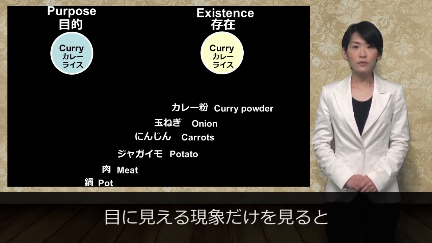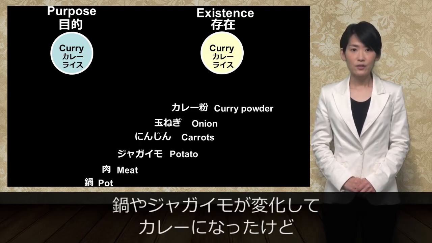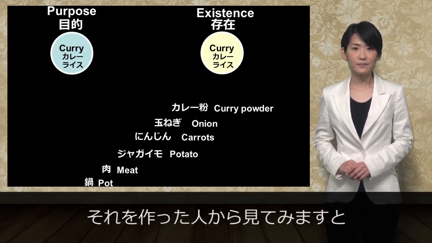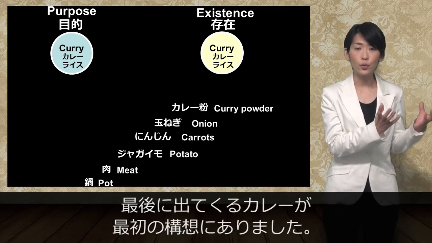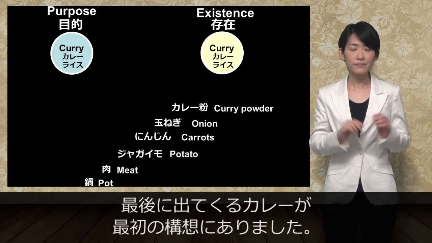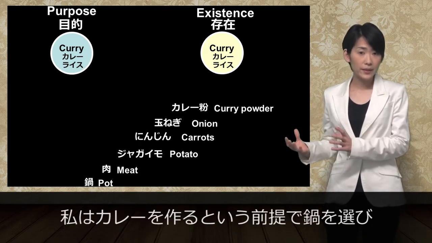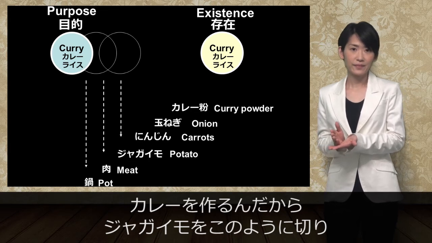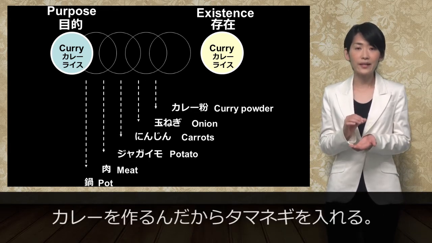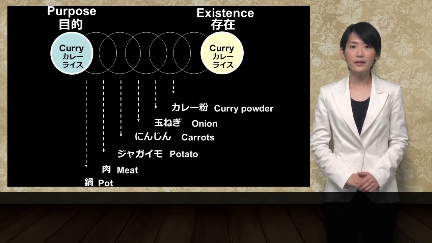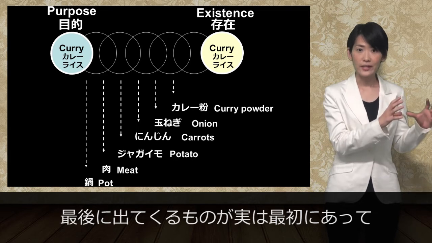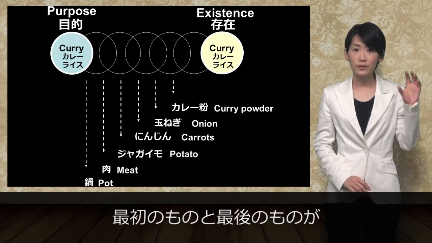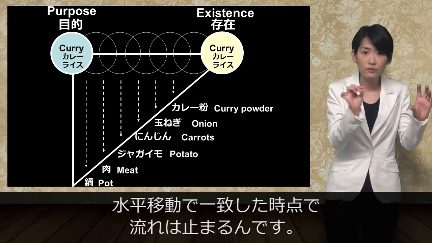Looking at only the visible phenomenon, pots and potatoes change to curry. But when I look at it from the person who made it, the curry that comes out at the end was in the first idea. I choose a pot with the premise of making curry, and cut potatoes with the premise of making curry, and add an onion with the premise of making curry. The thing which comes out last is actually in the beginning. And the flow stops at the time when the first and the last thing match by horizontal movement.